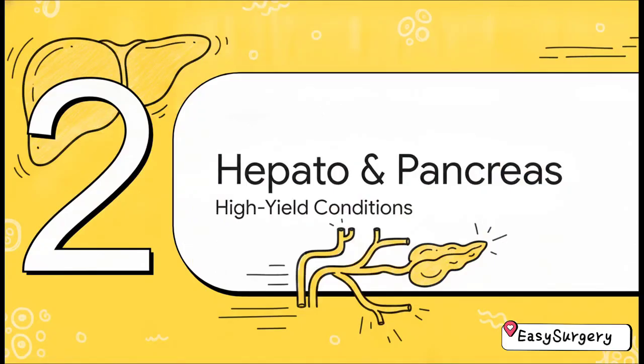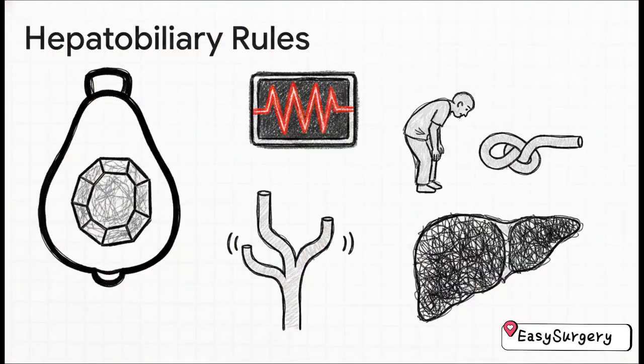Okay, moving on to Department 2, Hepatobiliary and Pancreatic Conditions. Keep your energy up, we are moving fast. Here are your ironclad hepatobiliary rules. First, the most common type of gallstone is a cholesterol stone. Simple enough. Next, I want you to picture a patient already in the ICU. Acute acalculous cholecystitis typically strikes critically ill patients.